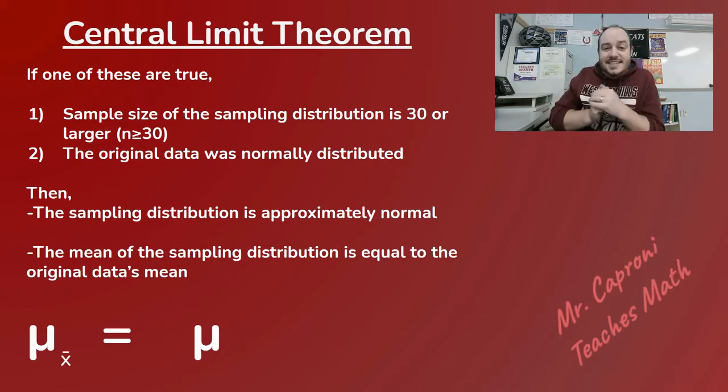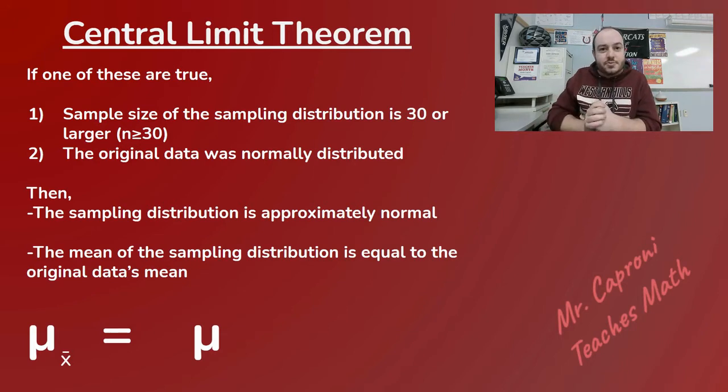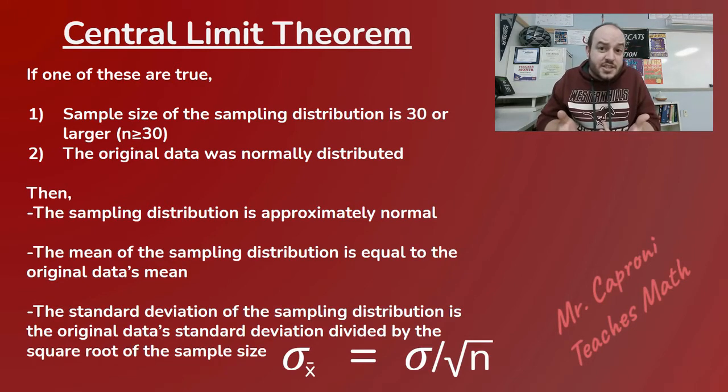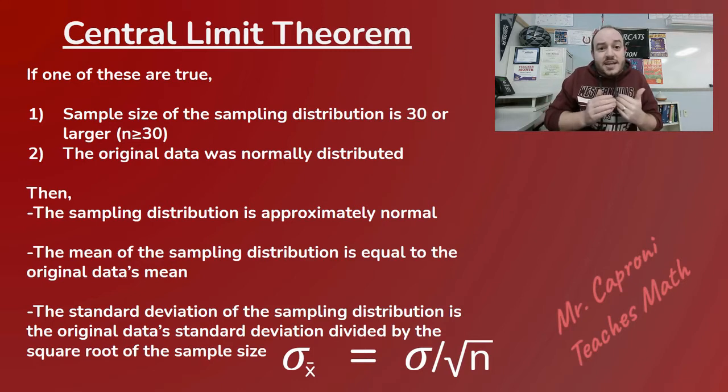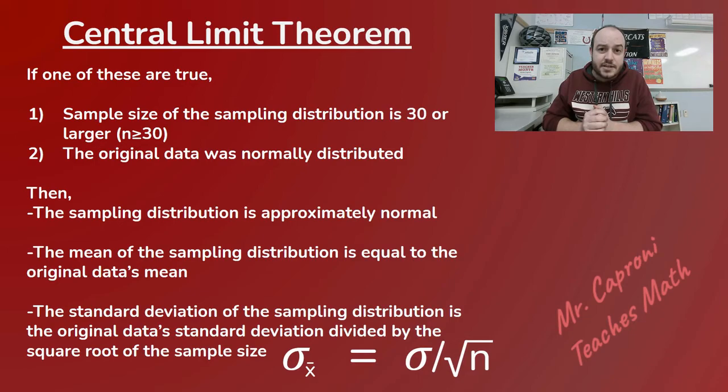The second thing it says is that the mean of this sampling distribution is equal to the original mean. So if you found the mean of all of your data of the whole population before, that's going to be the mean of the sampling distribution as well. And the last item is that the standard deviation, which we mentioned in the last video will be getting smaller, will get smaller by an exact amount. The new standard deviation is going to be the old standard deviation divided by the square root of that sample size. So if you have a sample size of 100, you just take the old standard deviation and divide it by the square root of 100 to get your new standard deviation for the sampling distribution.